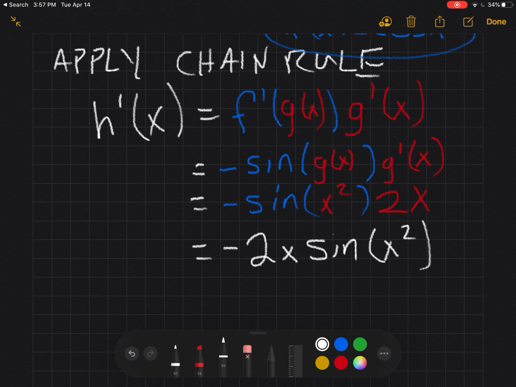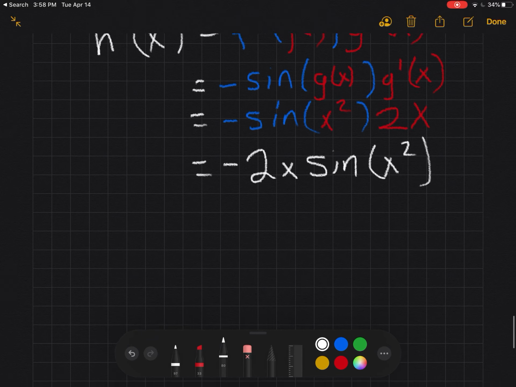All right. So let's go ahead and try another example of the chain rule.